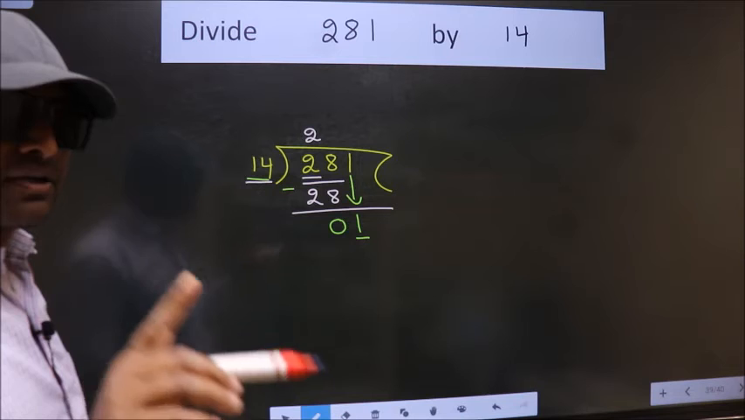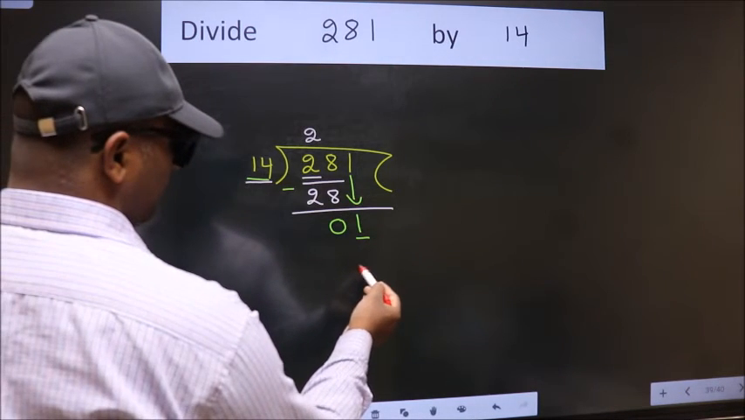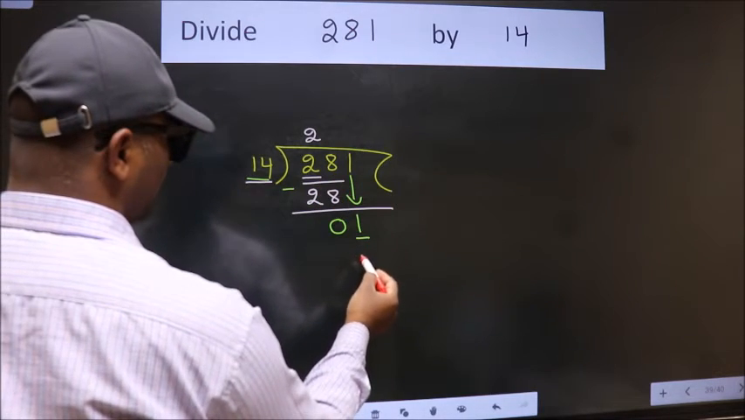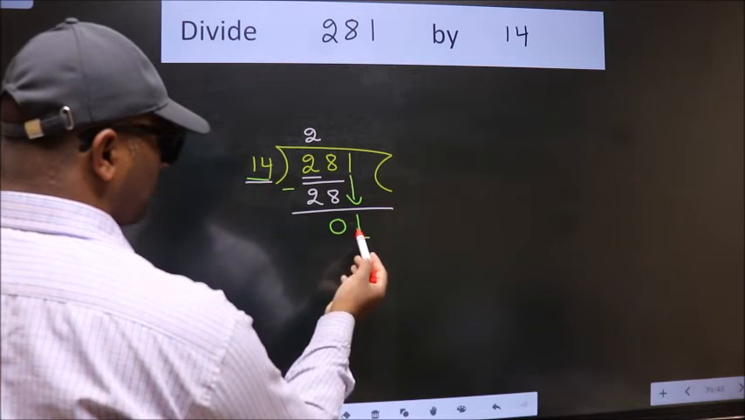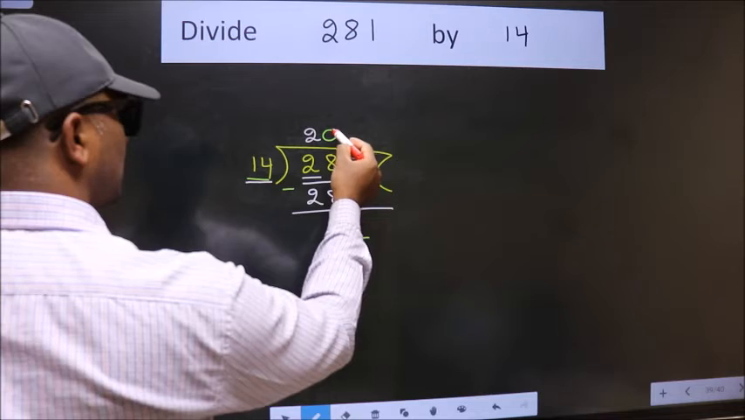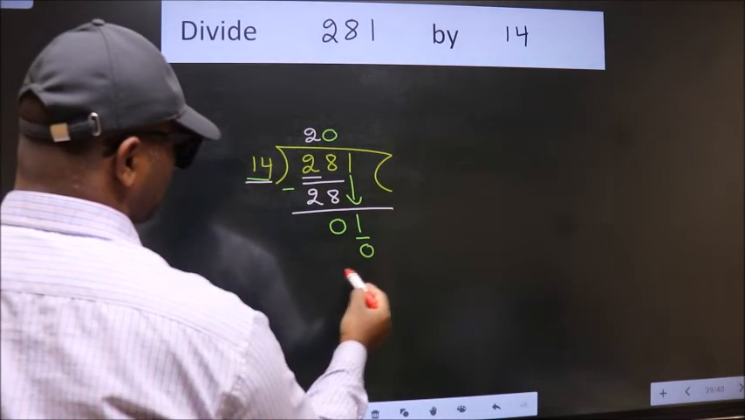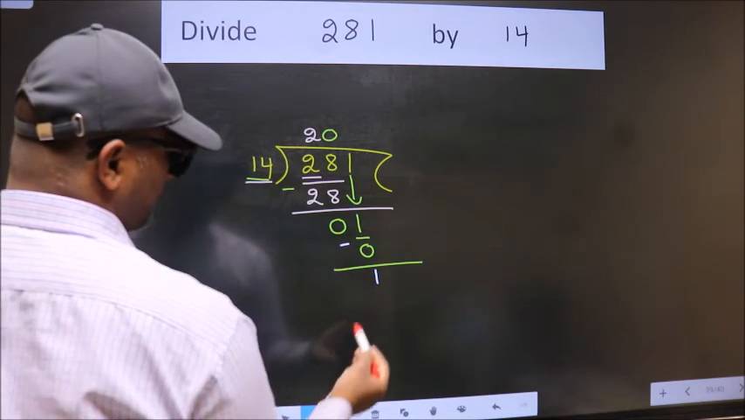Instead of that, what we should think of doing is, which number should we take here? If I take 1, we will get 14. But 14 is larger than 1. So what we do is, we take 0 here. So 14 into 0 is 0. Now we subtract. We get 1.